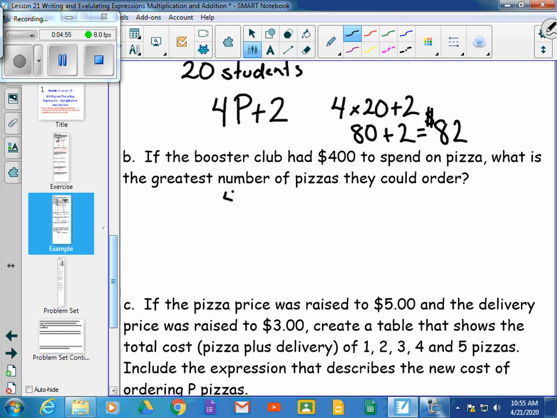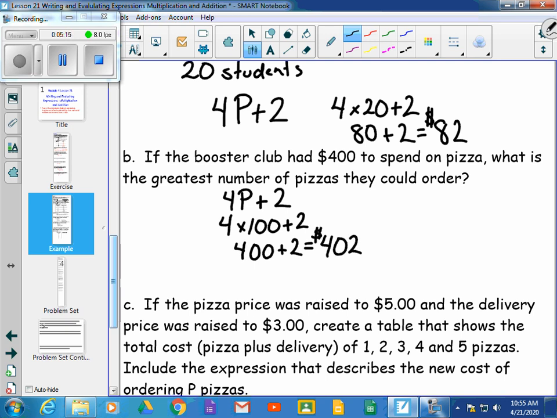What if we substituted 100 into this algebraic expression? We would have 4 times 100 pizzas plus $2. If we use order of operations, we would multiply first, then add, and we would get $402. So if we ordered 100 pizzas, it would cost the Booster Club $402. That's too much. They only have 400. Well, let's just adjust then. Let's lower it down. Let's make it 99 pizzas.